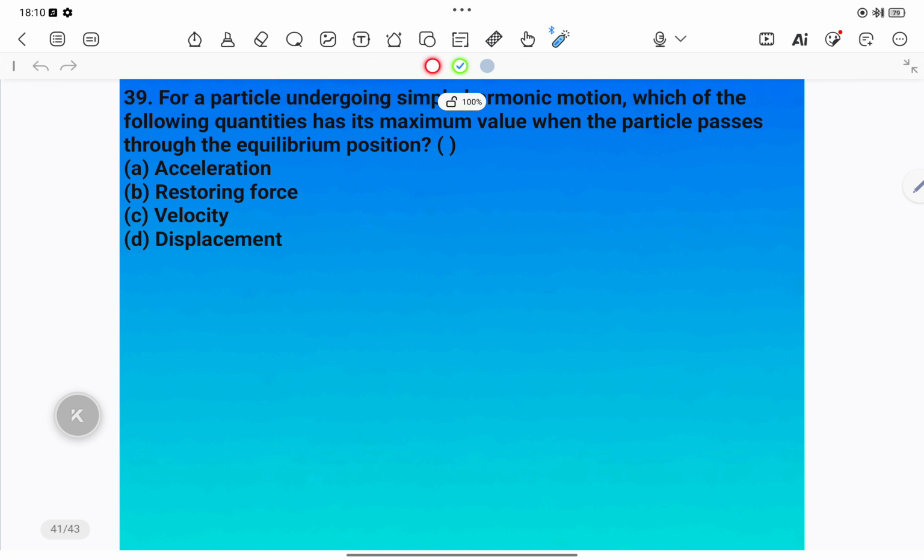Question number 39. For a particle undergoing simple harmonic motion, which of the following quantities has the maximum value when the particle is at the equilibrium position? Suppose these are the positions at which the particle is doing the SHM, and O is the equilibrium position. This is the amplitude, this is the maximum distance, and we know that at the A and B point the particle will be at rest.